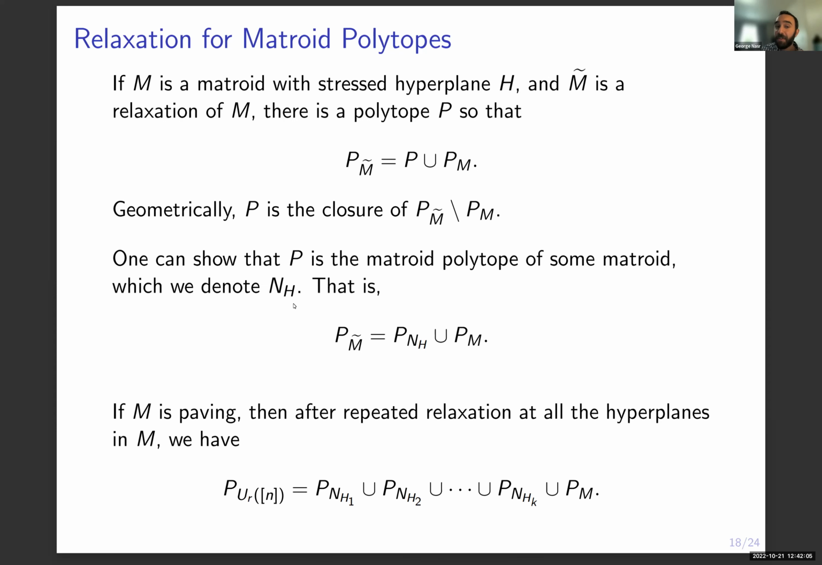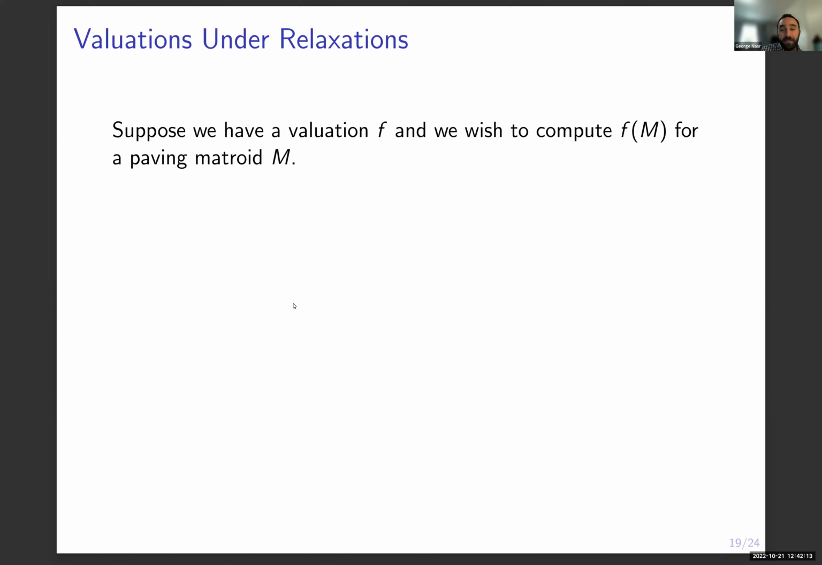Okay, so that's on the level of polytopes. And now I can say something on the level of valuations. Let's say we have a valuation f, and I want to compute f of M for some paving matroid M. Now remember, this ties into the question I was asked earlier. I haven't told you valuations for matroids. I've told you valuations for polytopes. But in this context, what I mean is the valuation for the corresponding base polytope. So that's what I mean when I write this.